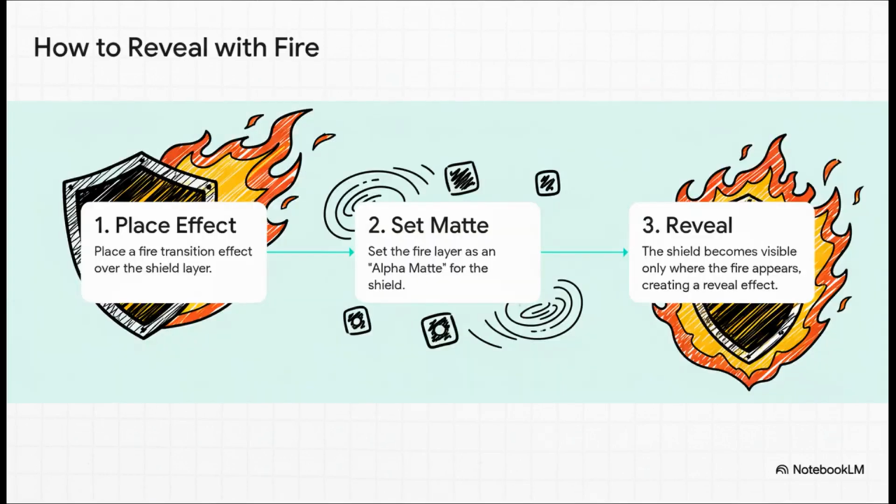Okay, one of the coolest effects in this whole thing is how the shield and the character look like they're being drawn on screen by fire. The trick behind this is called an alpha matte. The easiest way to think about it is like a digital stencil. You take your fire animation, you put it on top of the shield layer, and then you tell After Effects, hey, use this fire layer as a stencil. So now, the shield only shows up wherever the fire is. It's an awesome and really powerful way to reveal things.